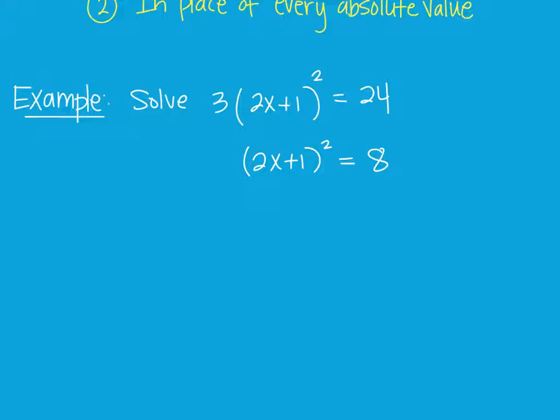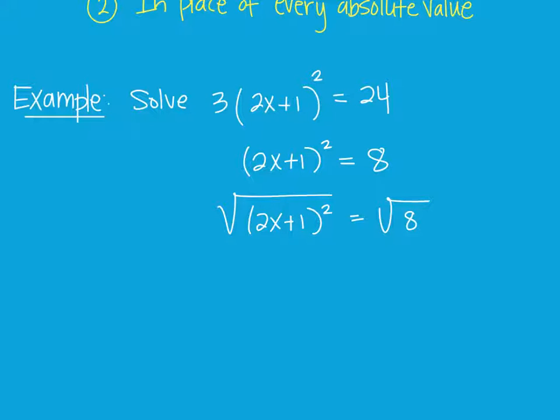The next thing we want to do is get rid of the square. And again, you can't distribute a square. Okay, I can't distribute a square. What I can do is use a square root. Okay, I cannot distribute a square, but I can do a square root. And so what I'm going to do is use a square root around 2x plus 1 squared and a square root around the 8.